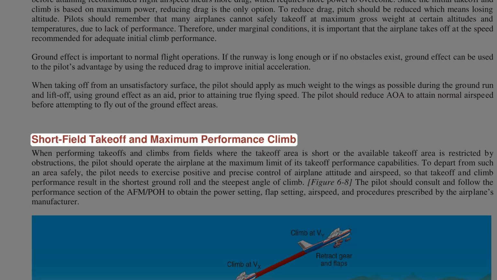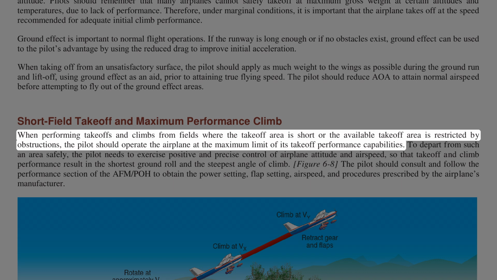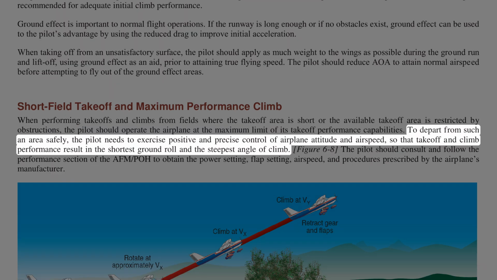Short field takeoff and maximum performance climb. When performing takeoffs and climbs from fields where the takeoff area is short or the available takeoff area is restricted by obstructions, the pilot should operate the airplane at the maximum limit of its takeoff performance capabilities. To depart from such an area safely, the pilot needs to exercise positive and precise control of airplane attitude and airspeed, so that takeoff and climb performance result in the shortest ground roll and the steepest angle of climb.